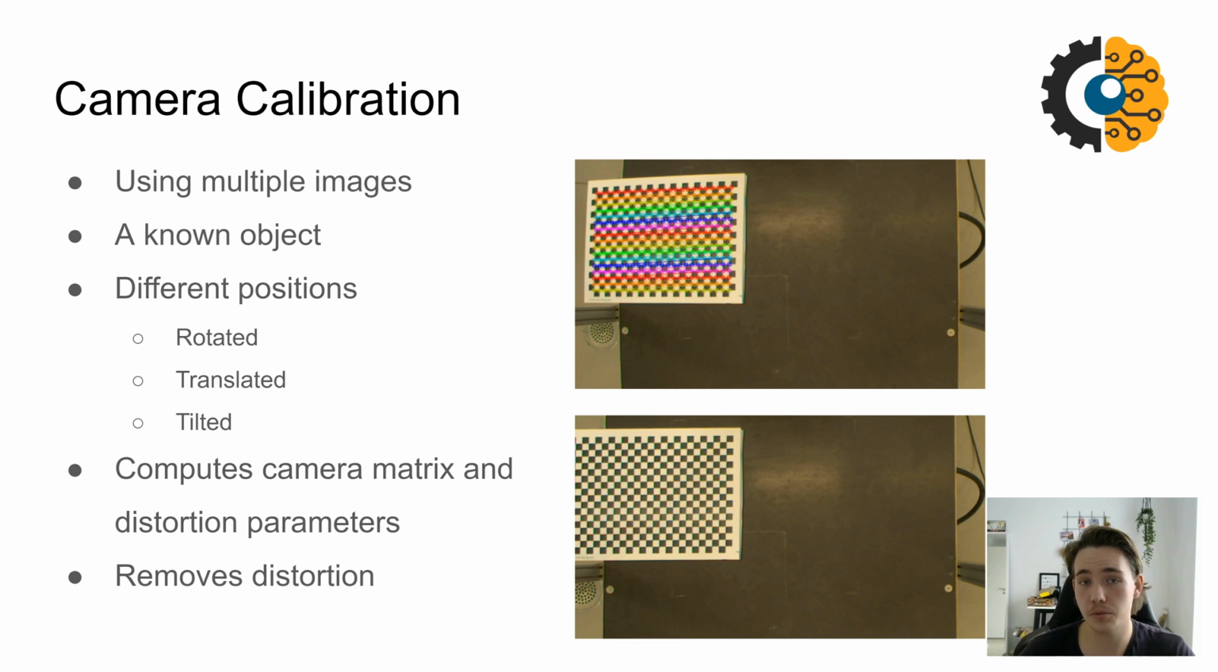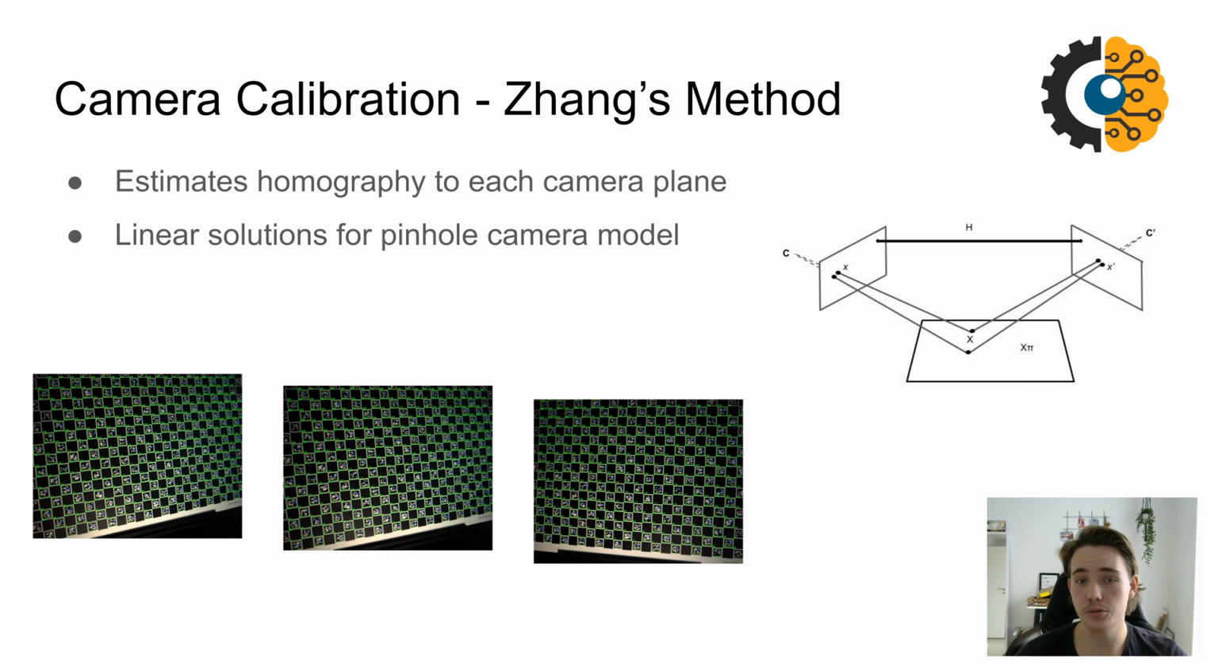When we're doing camera calibration, we're just calibrating our camera to remove the distortion that we have on our lens. The method we're going to use is Zhang's method, which is probably the most used one. It tries to estimate the homography to each camera plane. Say we have different camera planes where we're rotating our chessboard around, and there is a displacement from one camera plane to the other. We try to find correlations between those and estimate the homography to each camera plane with Zhang's method, which we're going to use in OpenCV.